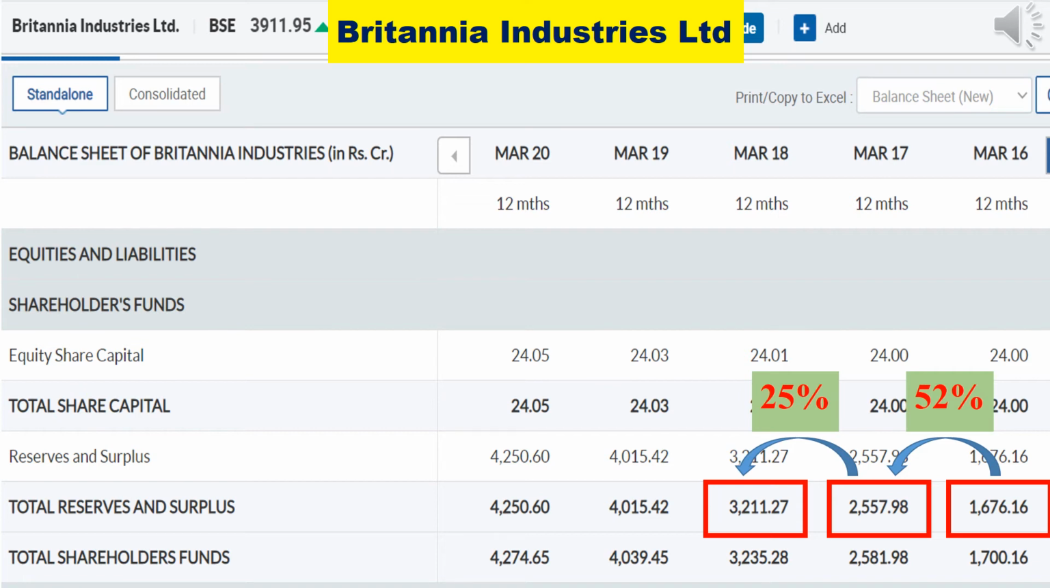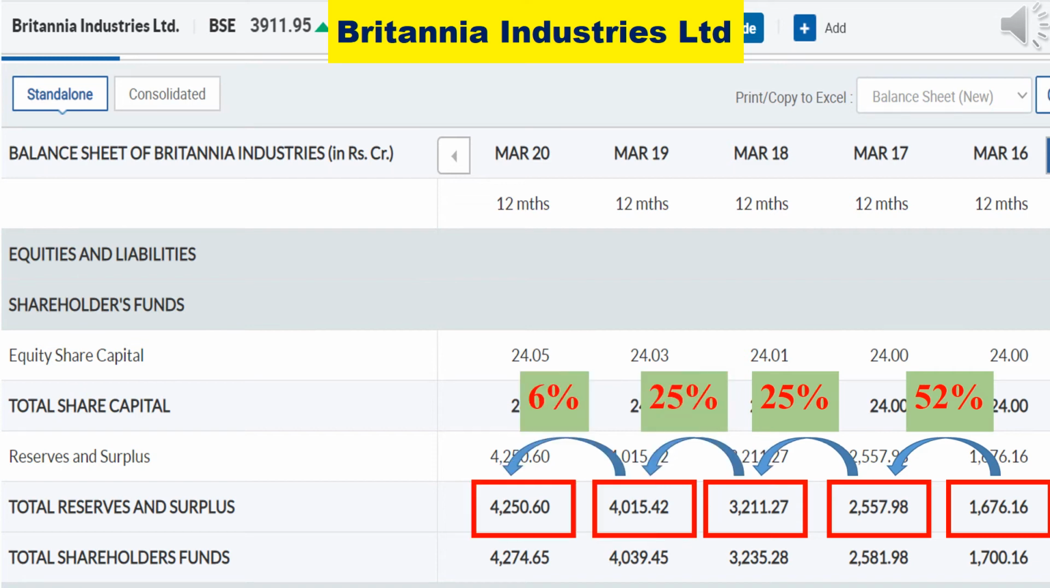Next, in 2018, reserves and surplus is 3,211 crore rupees. That is, in 2018, almost 25% growth. Next, in 2019, reserves and surplus is 4,015 crore rupees. That is, compared to 2018, in 2019, 25% growth. Next, in 2020, reserves and surplus is 4,250 crore rupees. That is, in 2020, we find only 6% growth.